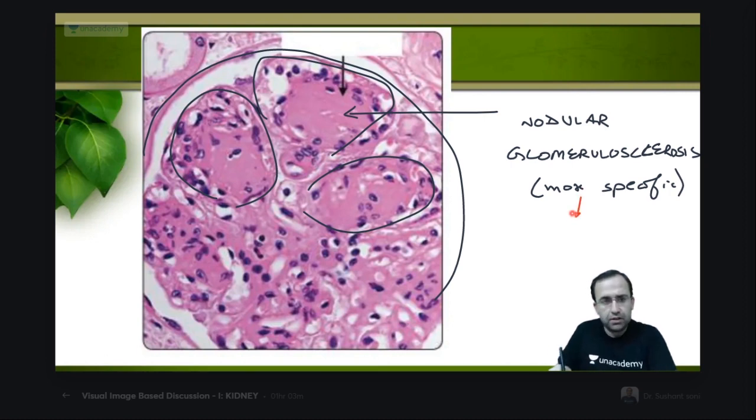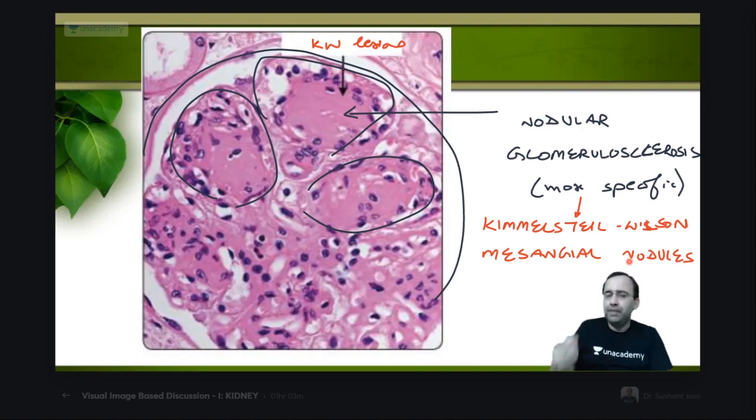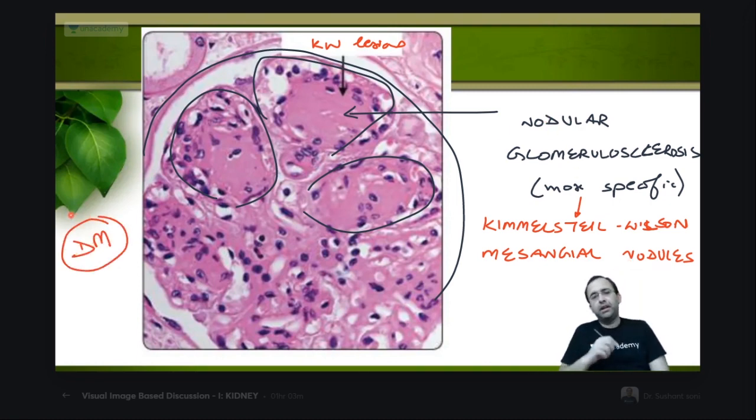Associated with the presence of, all these are the KW lesions, Kimmelstiel-Wilson mesangial nodules or lesions, making the diagnosis as diabetic nephropathy. An important image because this was last year's NEET exam image.